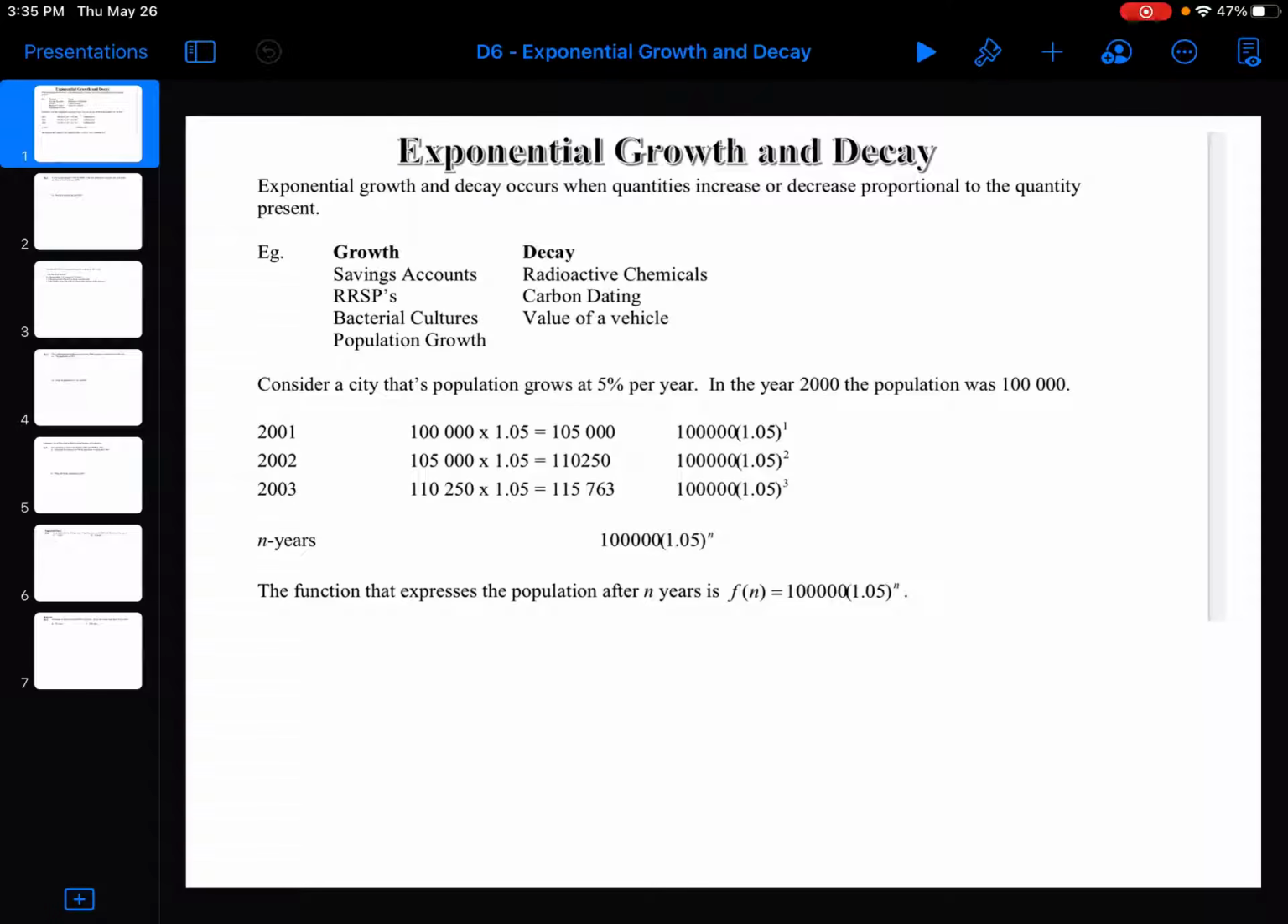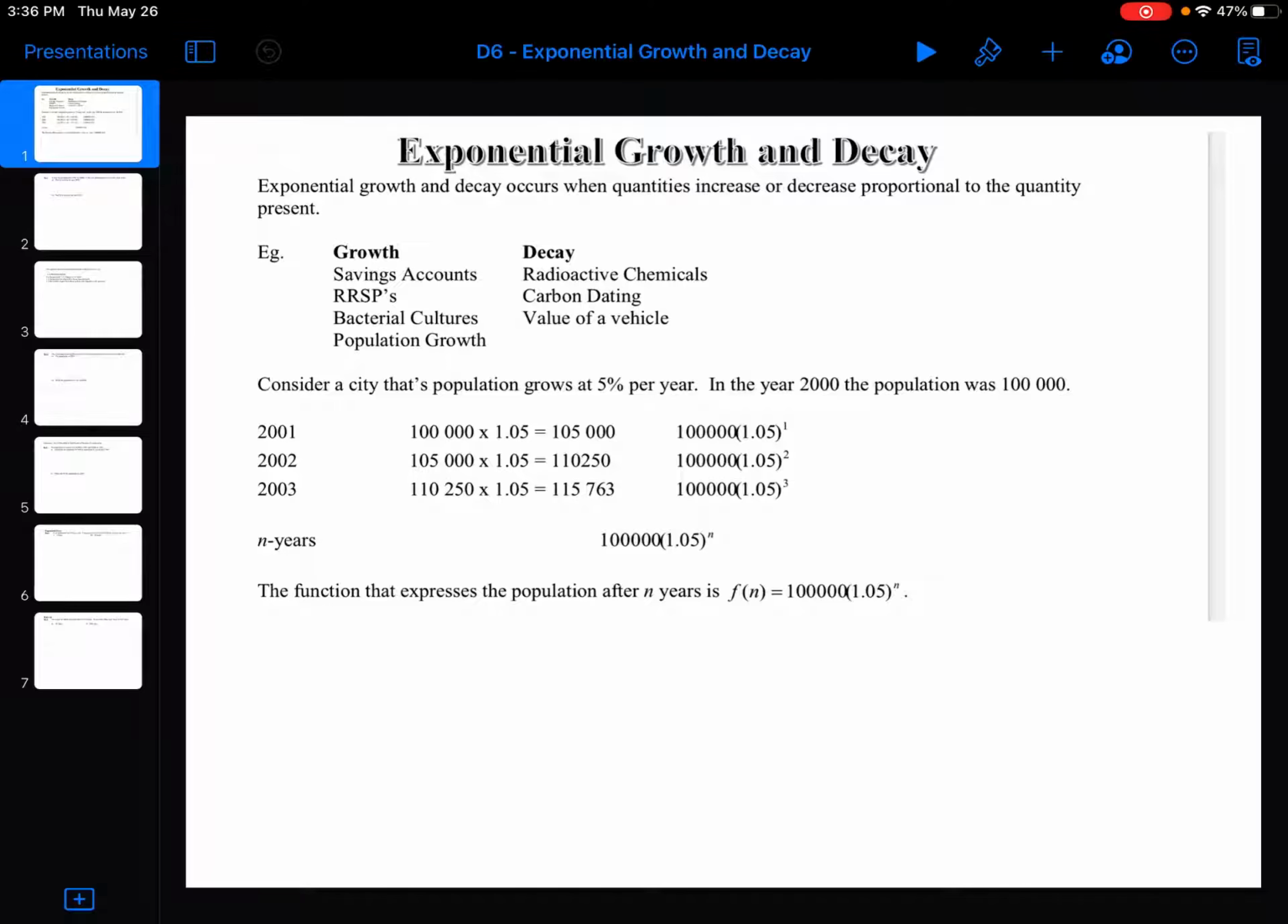Okay, so looking at exponential growth and decay, this is very similar to what we looked at last year. When we're looking at growth, a lot of the times we're talking about money, so like savings account, RRSPs, buying a car, something like that. There's also the classic population, bacteria growth. Decay, it's typically looking at like chemicals, so like half-lives and things like that, carbon dating. Again, depreciation of a vehicle.